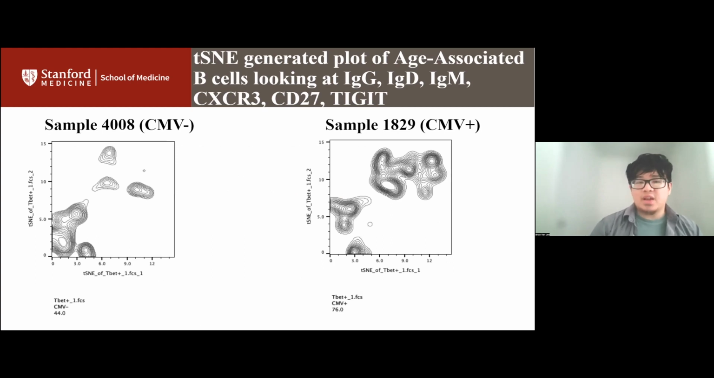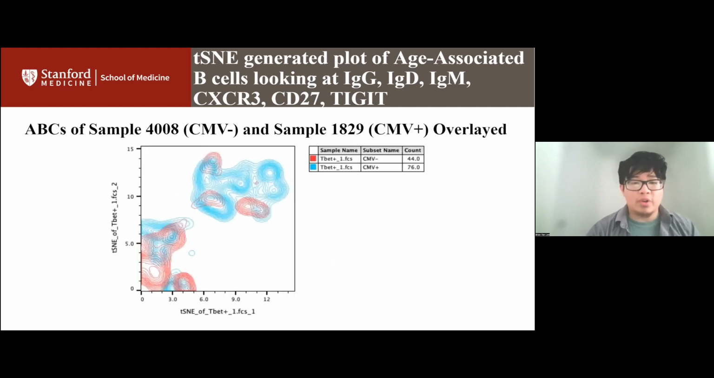This itself does not give you too much information until you overlay the two, the red being CMV negative and the blue being CMV positive, right? And this gives you a good idea of what the populations look like compared to each other and compared to other age-associated B cells within each sample, right?